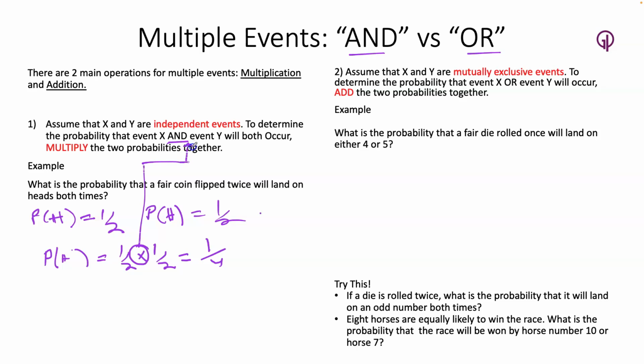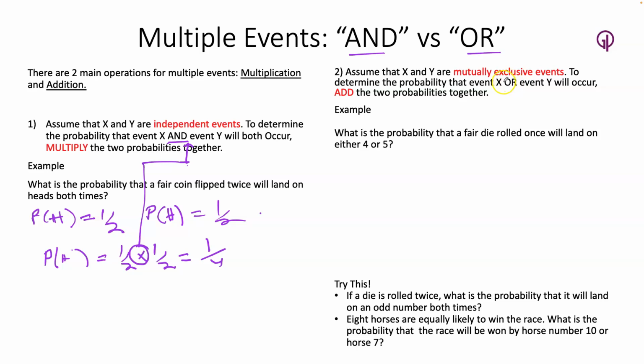And remember, we are multiplying because this is an AND problem. And when we deal with a problem which is an AND problem, those two events are typically independent, which means they can both occur. Now, let us look at the OR problems. Now here, assume that X and Y are mutually exclusive events.